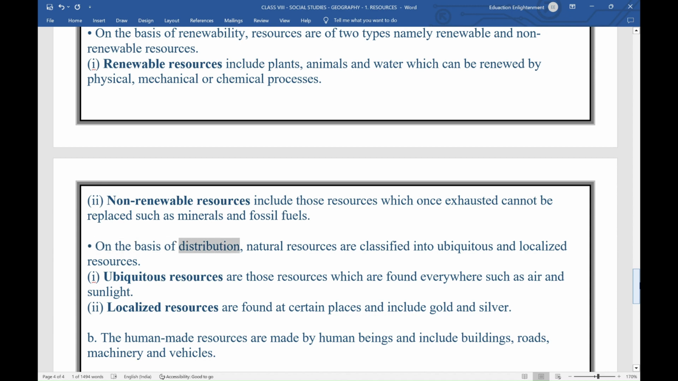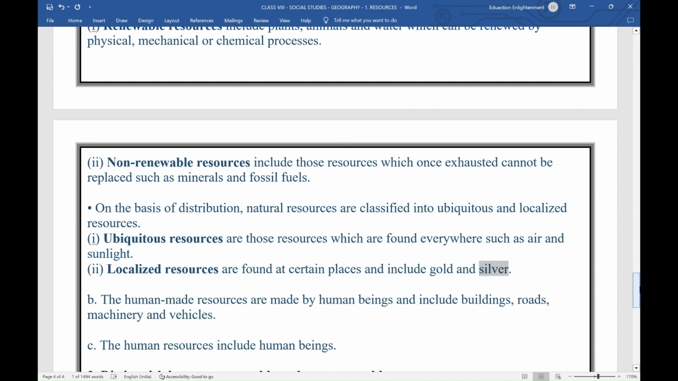4. On the basis of distribution, natural resources are classified into ubiquitous and localized resources. 1. Ubiquitous resources are those resources which are found everywhere, such as air and sunlight. 2. Localized resources are found at certain places and include gold and silver. The human-made resources are made by human beings and include buildings, roads, machinery and vehicles. The human resources include human beings.